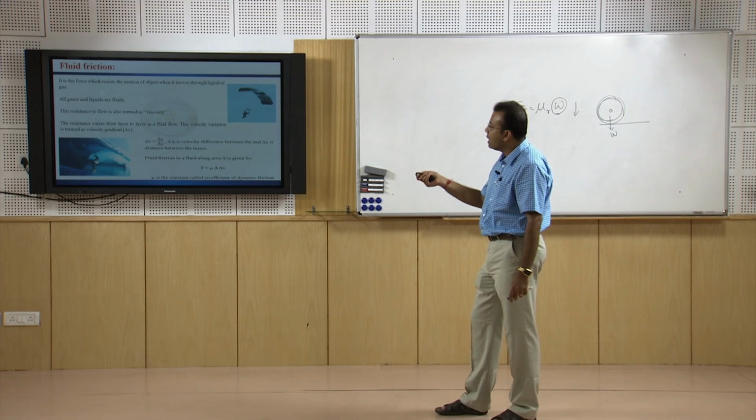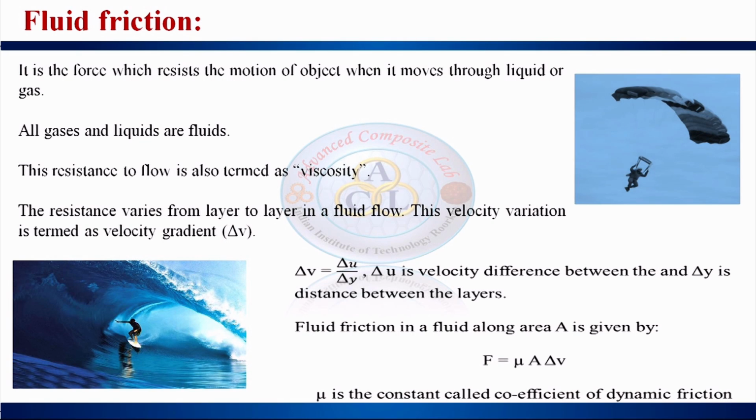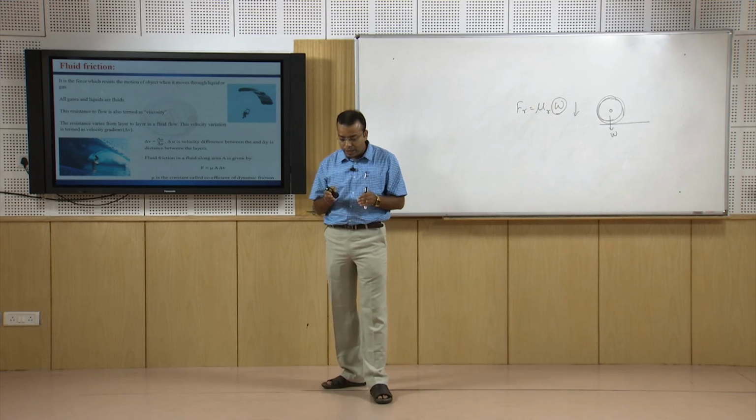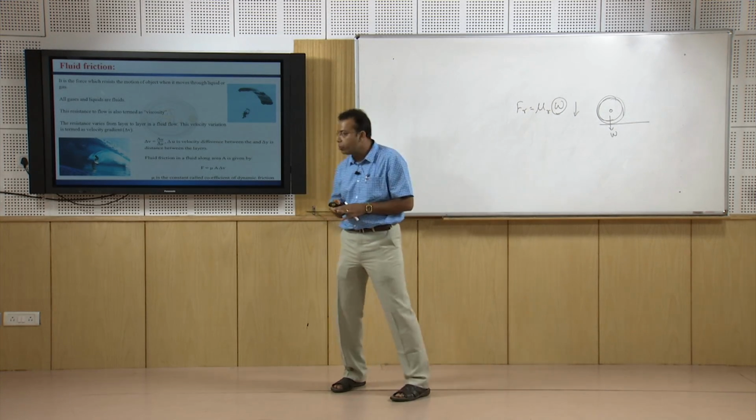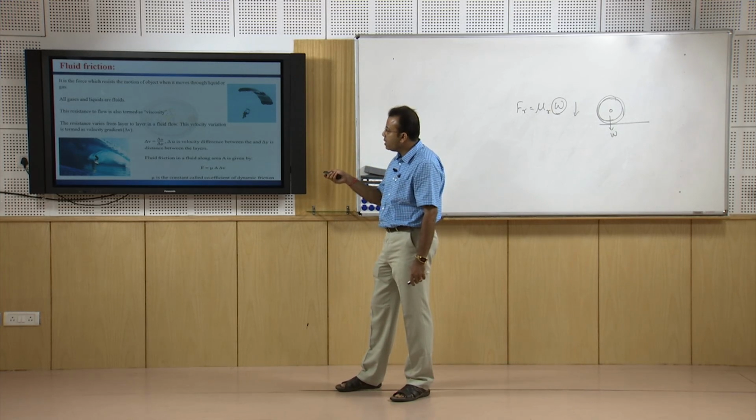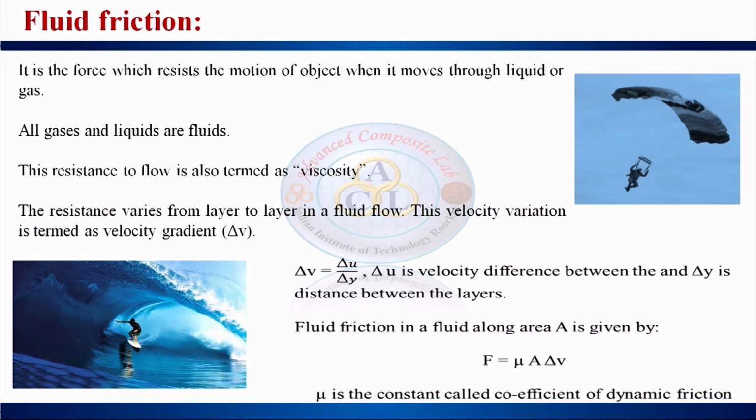All gases and liquids are fluids, this is normal as we know. The resistance to flow is also termed viscosity. So, in this particular case, whatever resistance the material gets while it is going through the fluid is known as viscosity. The resistance varies from layer to layer in a fluid flow, and the velocity variation is termed the velocity gradient.